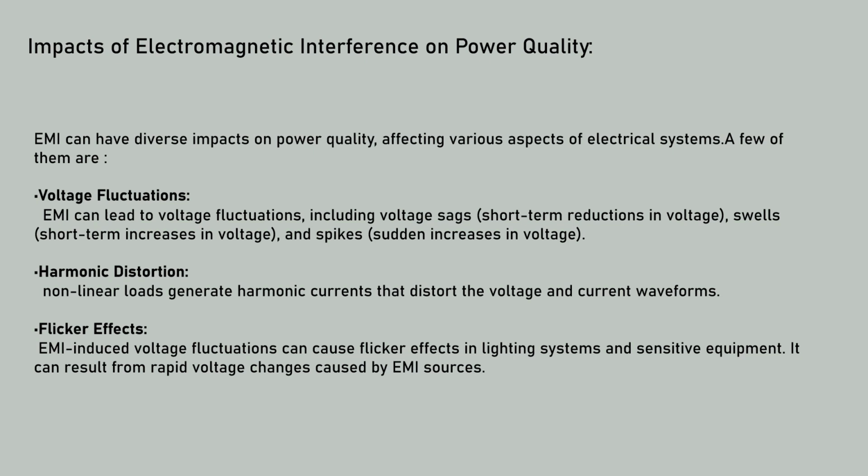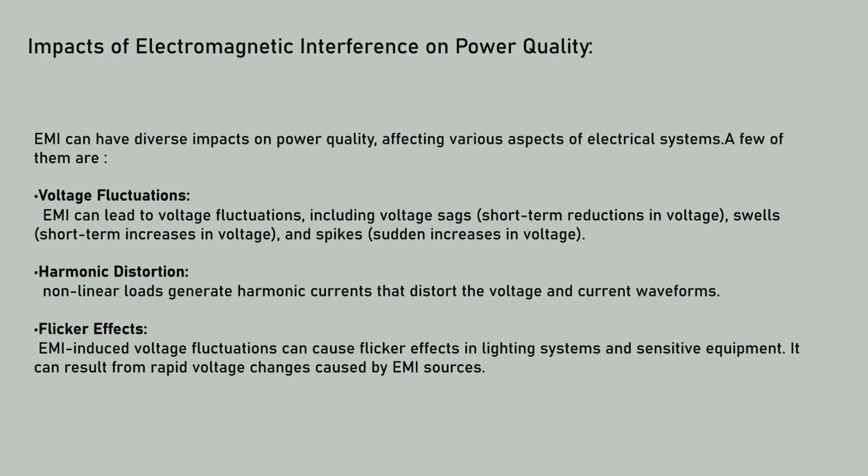These fluctuations can disrupt the normal operation of equipment, affecting sensitive devices and potentially causing malfunctions or damage. Harmonic distortion. EMI can introduce harmonic distortion into the power system, where nonlinear loads generate harmonic currents that distort the voltage and current waveforms. Harmonic distortion can lead to overheating of equipment, increased losses, and reduced efficiency in power distribution systems.